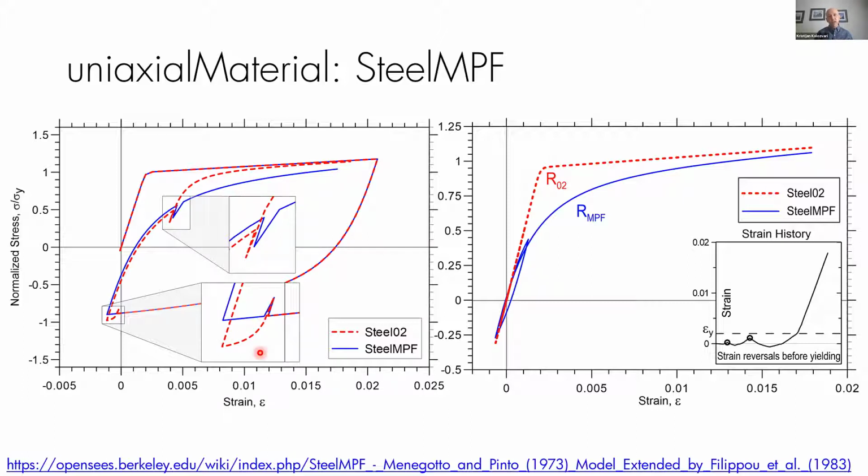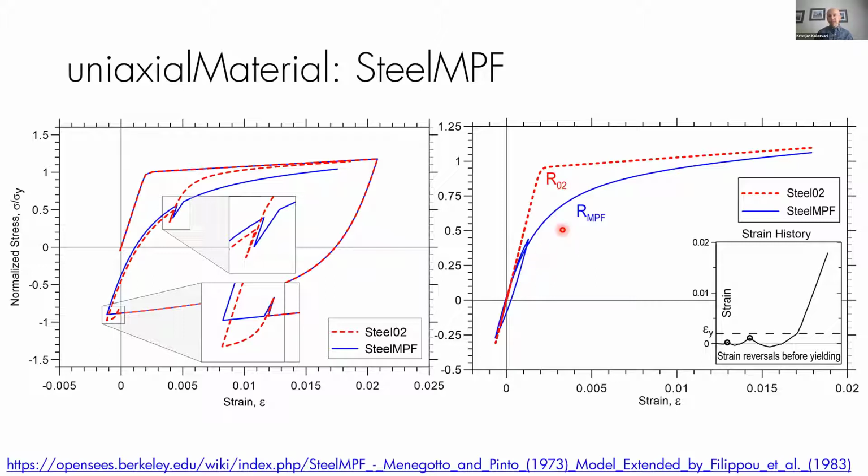So in Steel MPF, we fixed those problems by adding a lot of history variables to track what's going on with the strain history and to overcome that issue. That produces more realistic behavior. This anomaly is actually acknowledged by Filippou in their papers, so it's not part of how Steel02 is implemented, it's actually part of the model formulation.